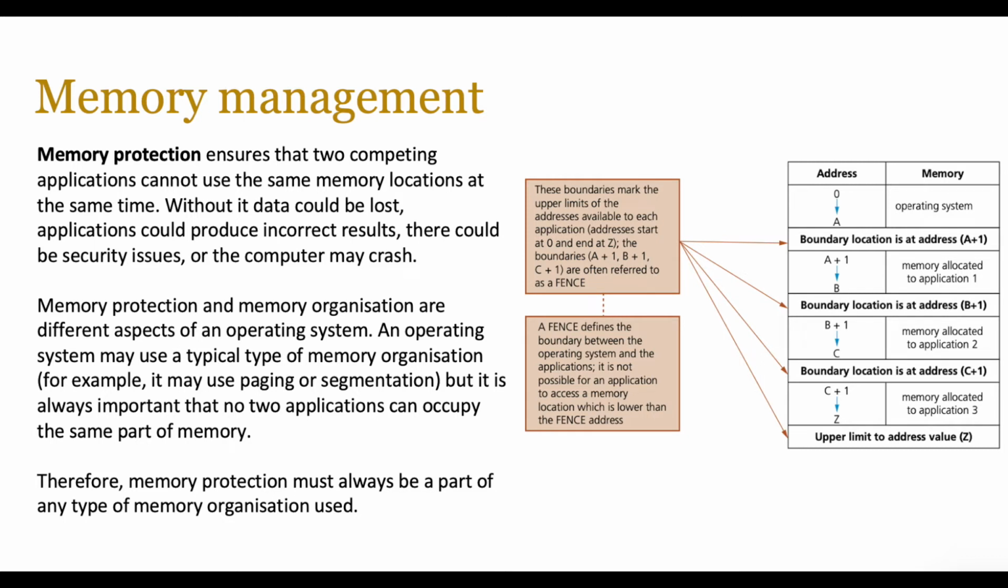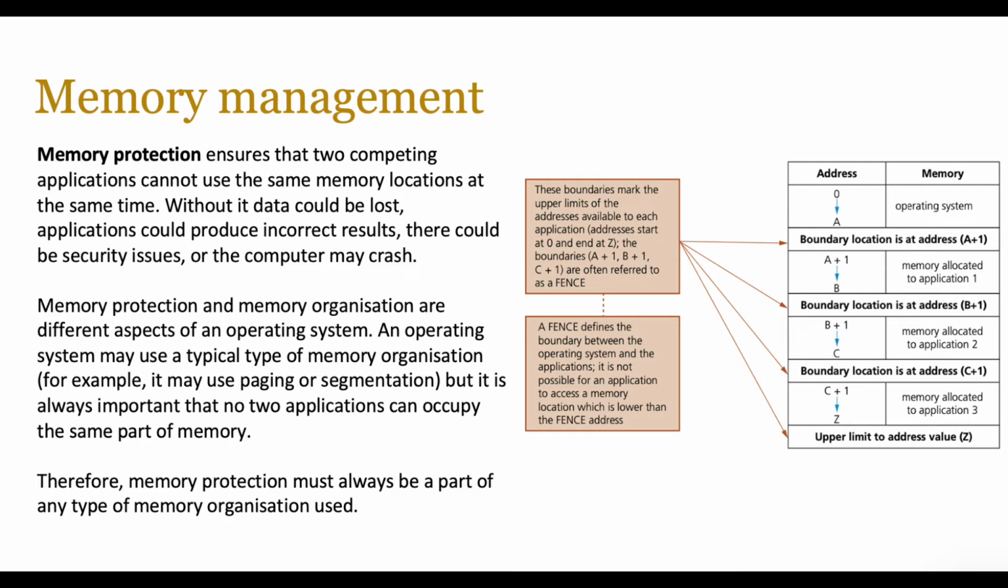crash itself. Memory protection and memory organization are different aspects, and an operating system may use a typical type of memory organization. For example, it might use paging or segmentation, but it's always important that no two applications can occupy the same part of memory. Therefore, memory protection must always be a part of any type of memory organization used. So it's critical that operating systems have this facility built in. It doesn't matter whether you're using paging or segmentation, but memory protection is a must.